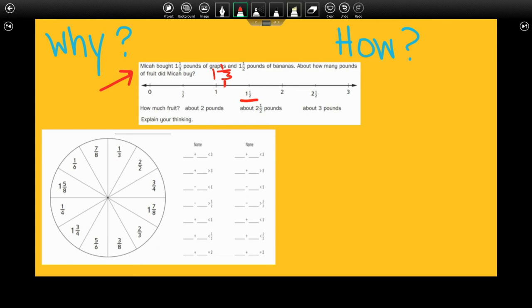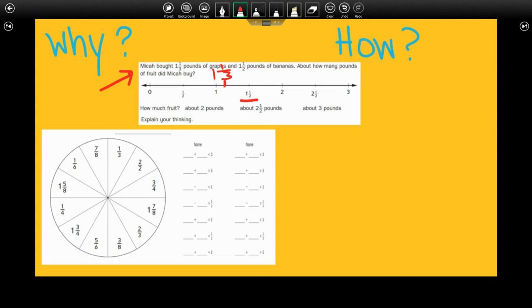And so we kind of place those there and thinking to ourselves, if I have a whole and I have a whole, I know that's 2, the whole number 2. Then I have to think about 1/3 and 1/2. They do not have the same denominator, so I'm not adding the same denominator type fractions together. So I have to kind of picture in my mind what that's going to look like. And so would my answer be about 2 pounds? Would it be about 2 1/2?